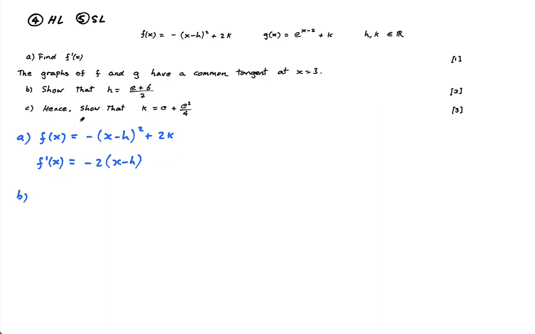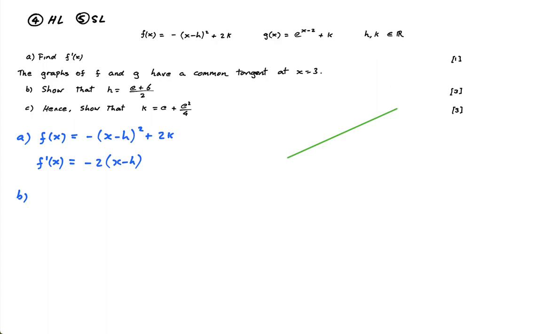Okay, this is where it gets a bit tricky. So these two questions I thought were difficult, certainly for standard level. So it says the graphs of f and g have a common tangent at x equals 3. Now, firstly, what does a common tangent mean? Or, well, what is a tangent? So a tangent is a straight line. So imagine this straight line is common, and it's a straight line that touches the curve once.